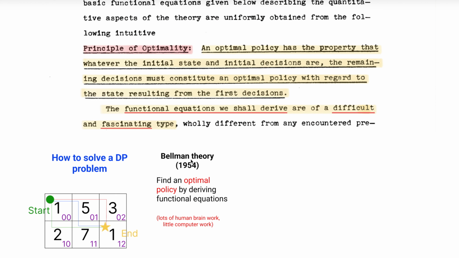That is why Bellman called his work a theory, because he doesn't guarantee that we can always find the equations of the optimal policy. So for solving DP problems with Bellman's, there's a lot of human brain work and little computer work. Why? Because once we have that optimal policy equation, the computer can calculate it for us very quickly, just like C equals A plus B. But don't worry, today we're not learning to solve DP problems with Bellman's theory.